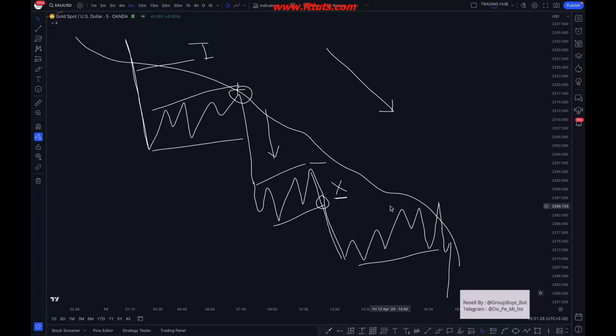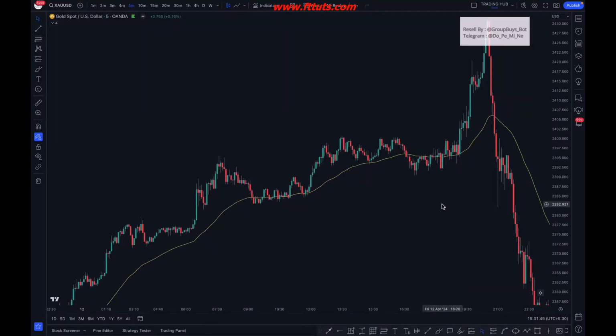I will show you some examples on a live chart, then you can understand very easily. This is our gold chart in a 5-minute time frame. You can apply any time frame. This is just an example. You can use 1 hour, 4 hour, 15 minute, any time frame. I'm just showing you the 5-minute time frame because the strategy works in every time frame.